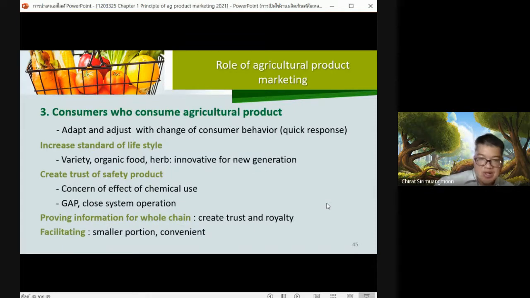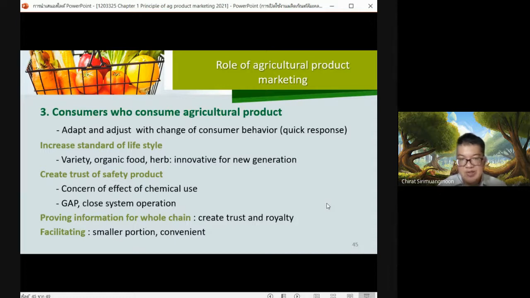The third role of agricultural products marketing is about the consumers who consume agricultural products. For now, we are concerned a lot because the world is changing very fast. We need to adapt and adjust to the changes in consumer behavior. If you can have a quick response and hit their demands, it will be great. Because for now, people need to have a good life. They're looking for high quality, better quality products. That's the reason why healthy food and organic food are very famous.